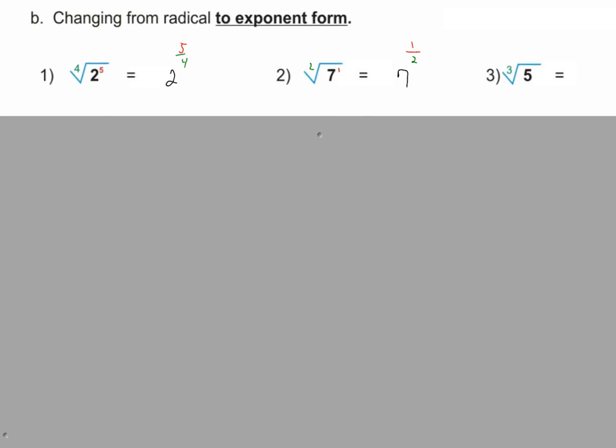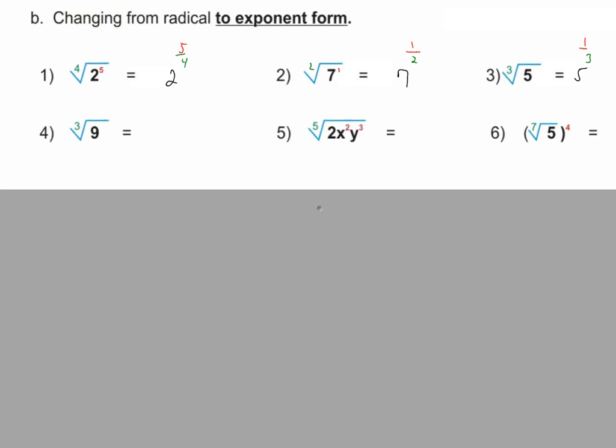So look at number 3 here. This is going to be 5 to the what power? 1/3, right? The 1 not shown. We don't show 1 exponents. It's exponent over the index. All right, look at number 4.